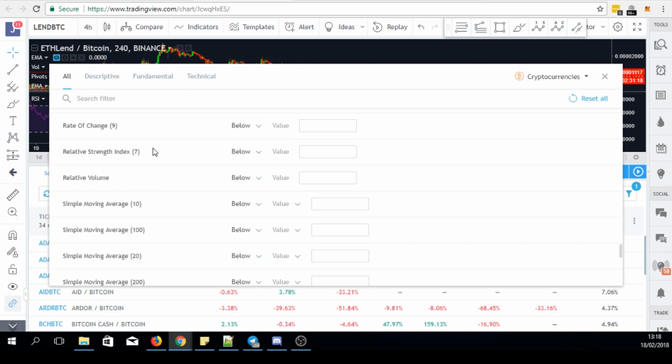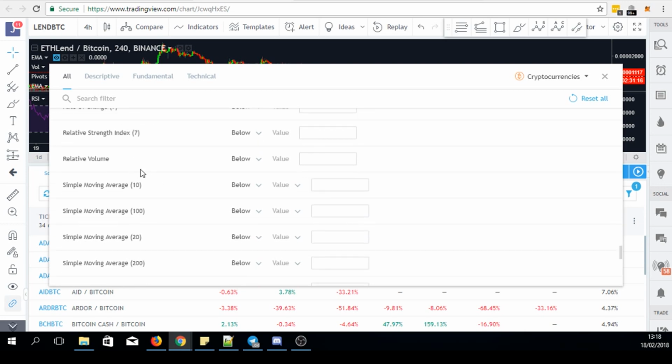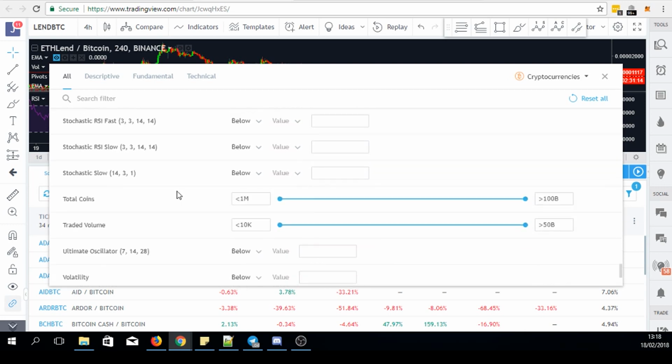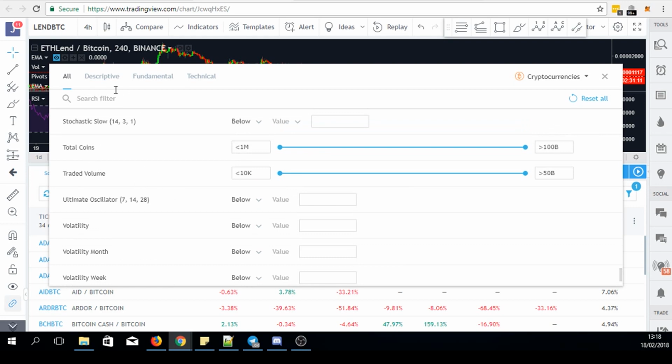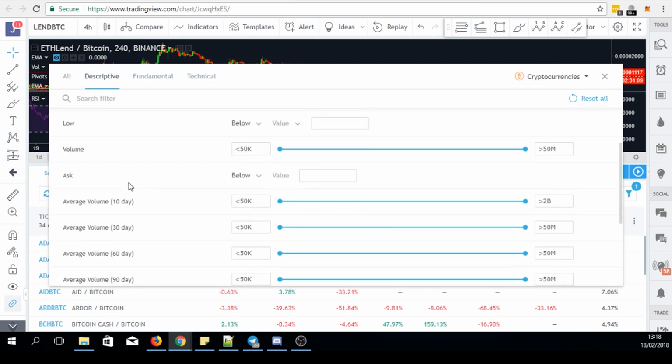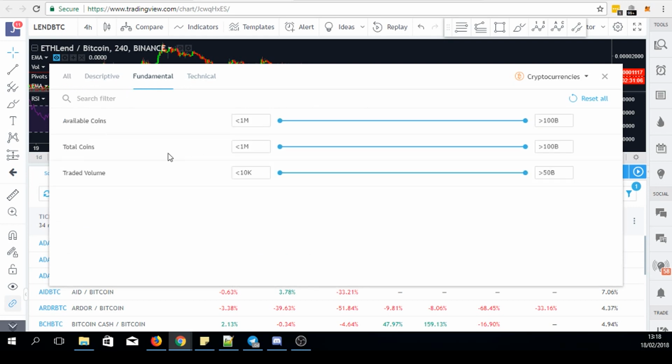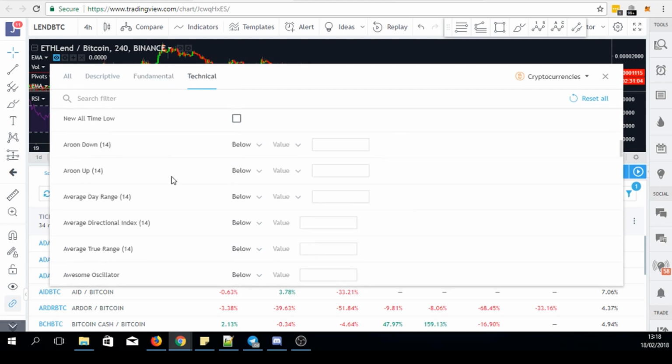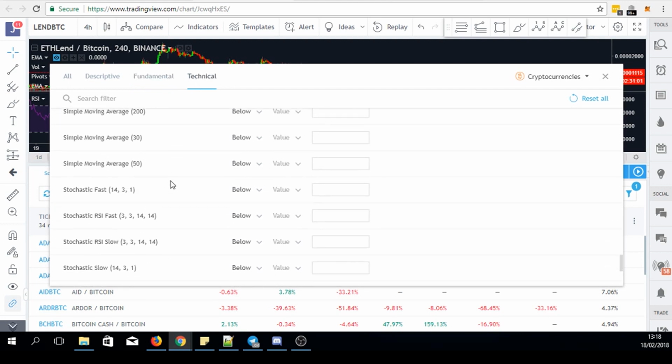There we go again. Here's our RSI stuff that we can set up. Simple moving averages, stochastics. I mean, just look at this. Total coins, so that's the fundamental. Here's a lot of what you just saw. Here's the fundamental stuff. Here's the technical, which is all the indicators. But there's just so much you can base this off of.